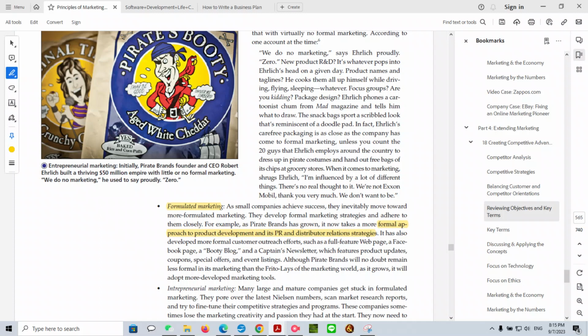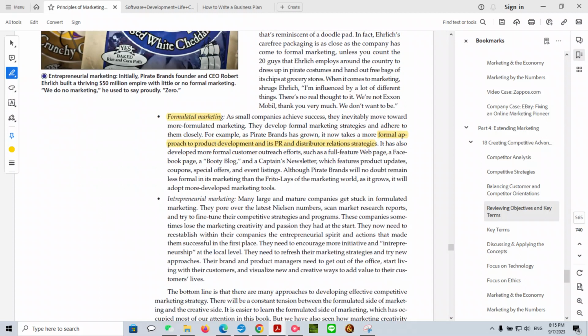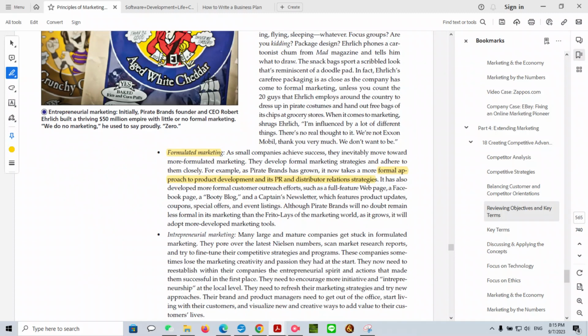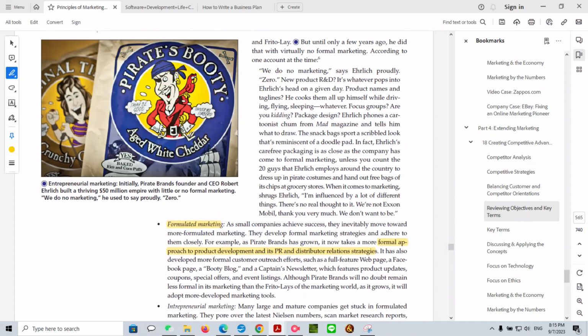Although Pirate Brands will no doubt remain less formal than the Frito-Lay of the marketing world, as it grows up, it will adopt more developed marketing tools. It also depends on the needs of the company and their budget. So, and also the brand, the brand positioning and the brand communication.